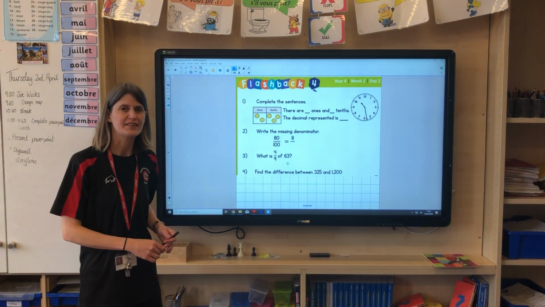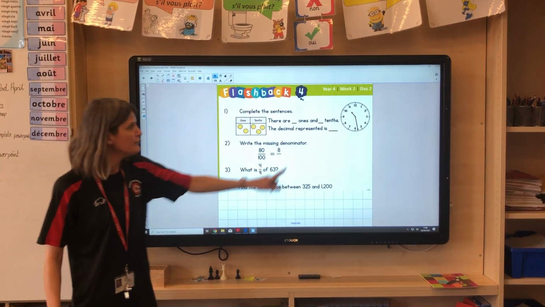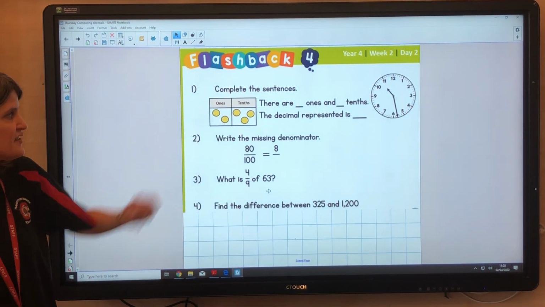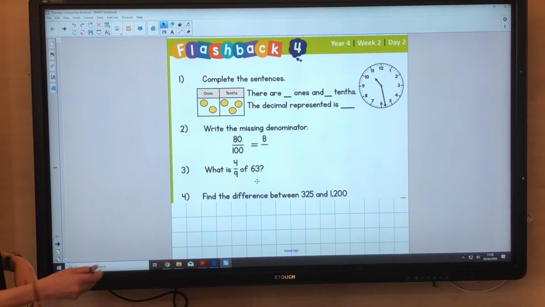This lesson's on comparing decimals. First of all, have a go at the quick starter on the board. Don't forget to be able to tell the time as well. You've got 4 questions plus the time question. Pause when you're ready and then check the answers.